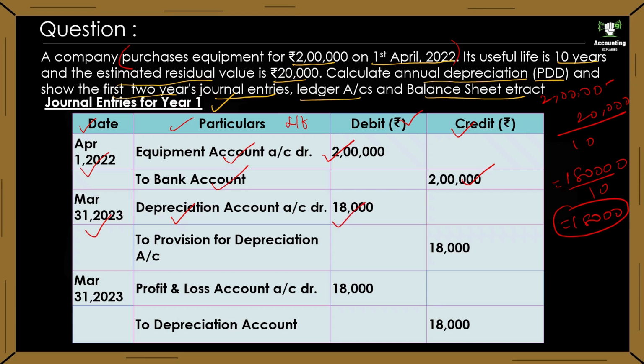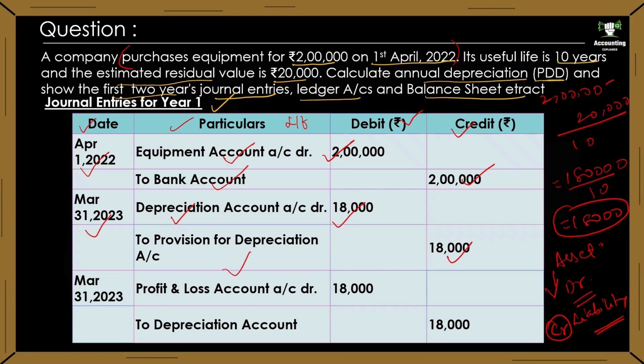Next, I told you it has to be transferred to the provision for depreciation. This provision is created on the asset, so the asset value has to be reduced. Asset will usually be debited, so when the asset value is going to be reduced, you are going to credit it. So provision for depreciation now will become a liability, or it will be reduced from the asset. So it has to be credited. To provision for depreciation, 18,000.